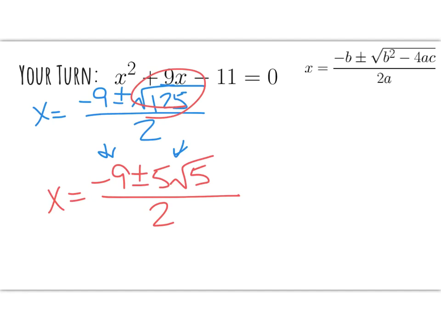X equals negative 9 plus or minus 5 square root of 5 all over 2.